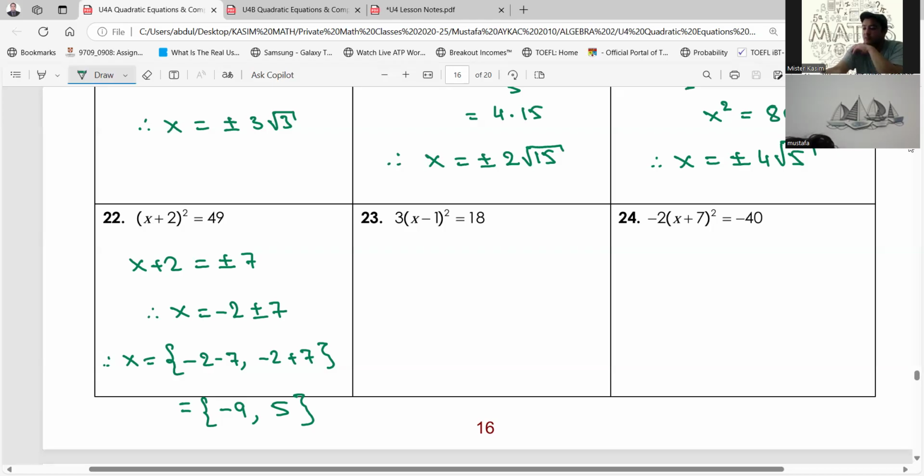Okay. Did you finish? I'm stuck at the final part. I have x equals 3 plus 2 square root of 3, divided by 3.